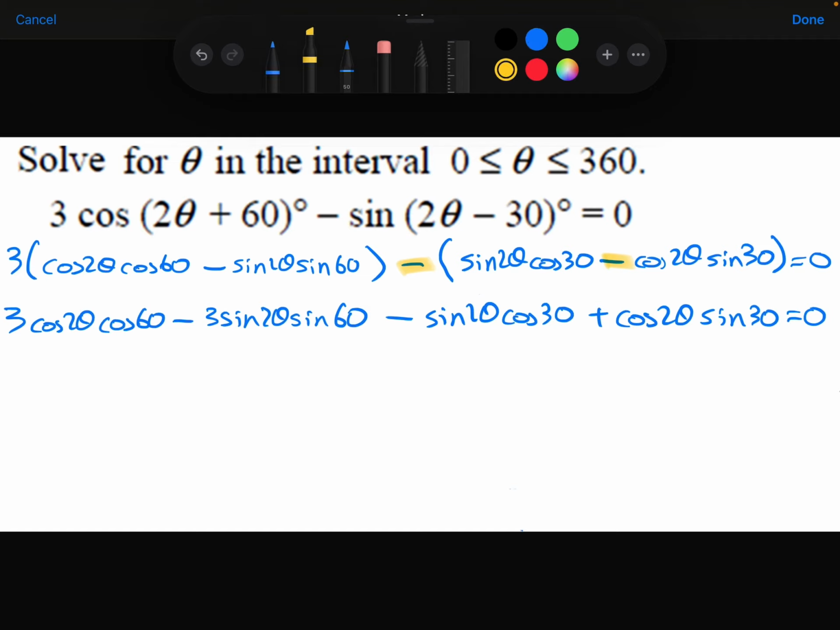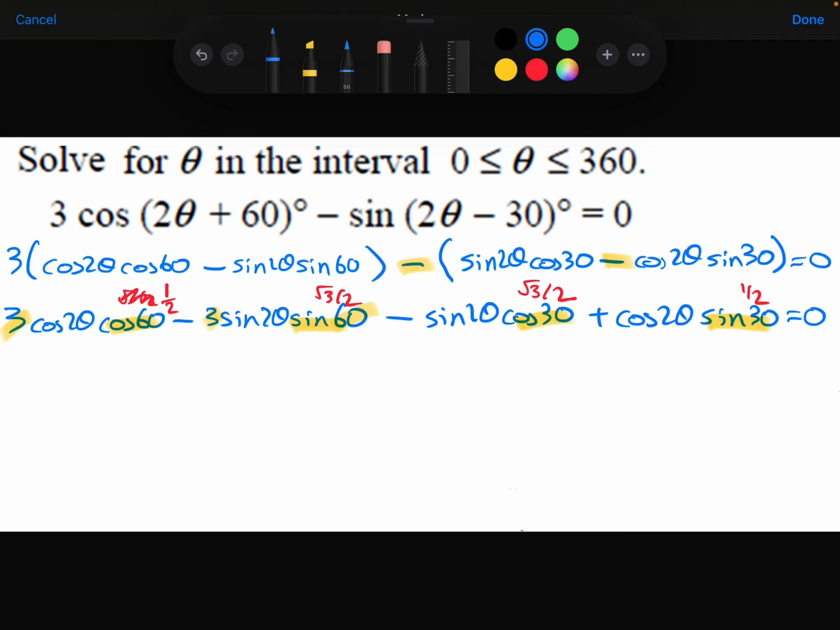Now, there's a number of terms here, a number of actual numerical answers that I could just work out. I know that cos 60 is a half. I know that sin 60 is root 3 over 2. I know that cos 30 is root 3 over 2. And I know that sin 30 is 1/2. So let me just write those in just above. I know that this is root 3 over 2. I know that that's 1/2. I know this is root 3 over 2. I know this is root 3 over 2. And I know that this is a half.